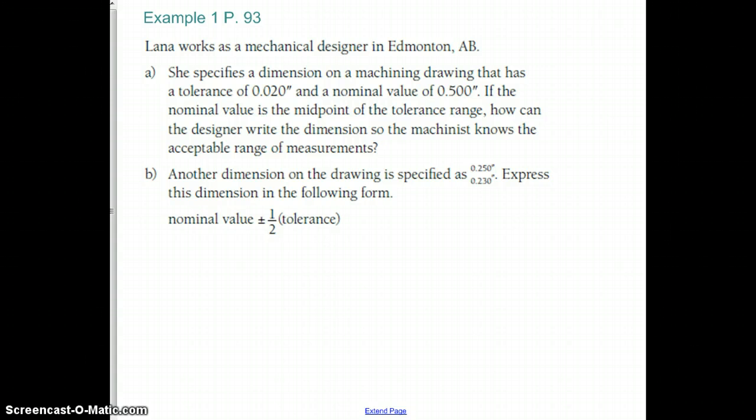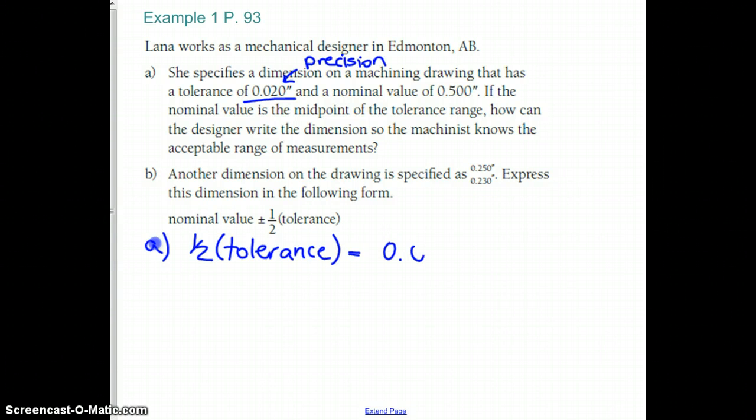So for part A, there are a few different ways that we can write it, but let's first figure out half of the tolerance. Half of the tolerance here is 0.020, and note this last zero is important because it shows our precision. So what would half of our tolerance be? 0.010. Make sure you include that last zero at the end because again that shows how precise you're being.